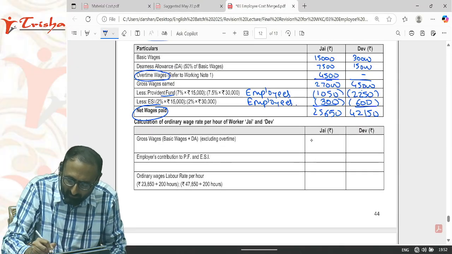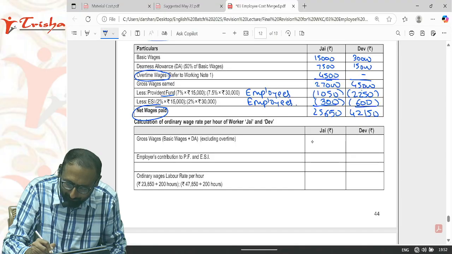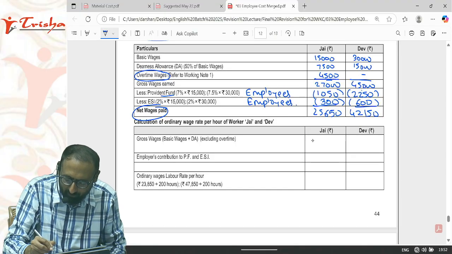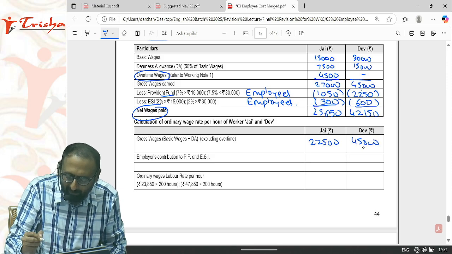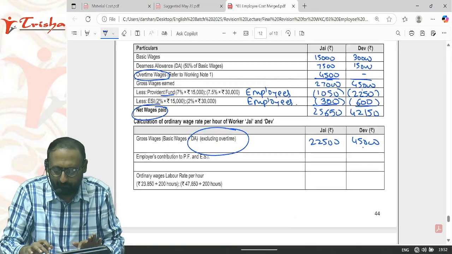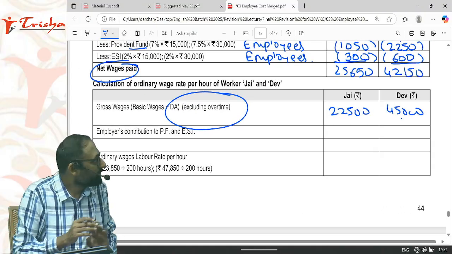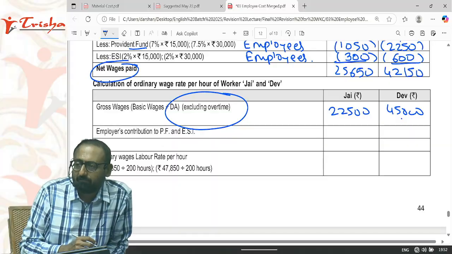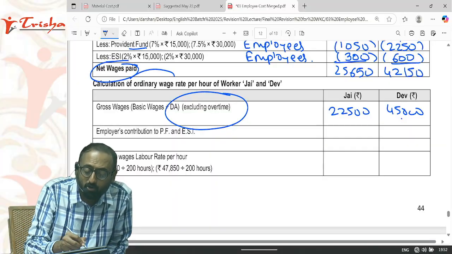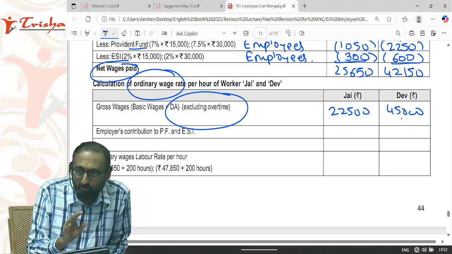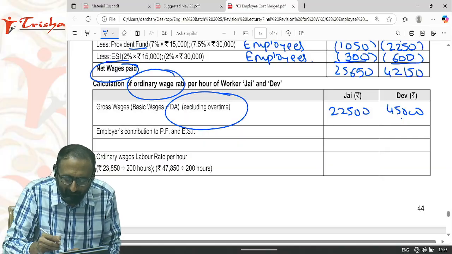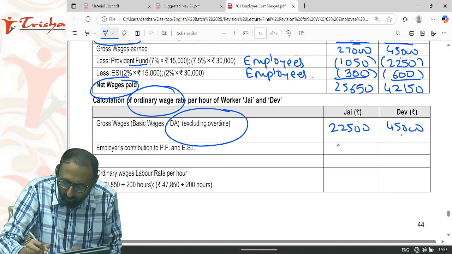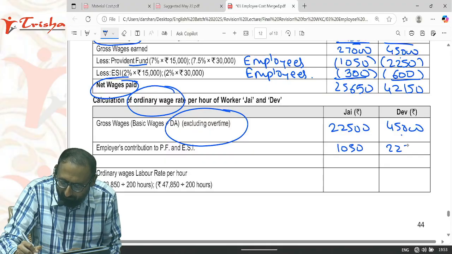Basic wages plus dearness allowance will be 22,500 and 45,000, not 27,000. Why have I not added overtime wages? What you need to calculate is the ordinary wage rate, so overtime is not ordinary. Employer contribution to provident fund and ESI will be the same amounts: 1050, 2250, 300 and 600.